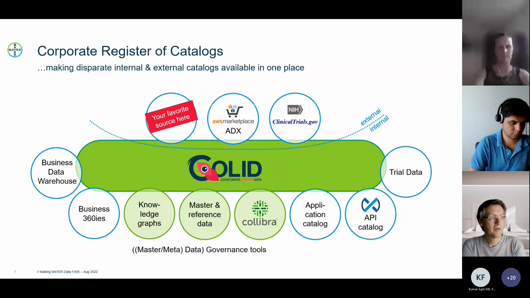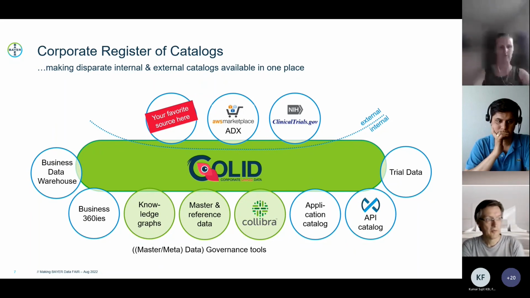On the other end, we have external data that are of interest to Bayer people. Like in the Amazon marketplace, or Data Exchange, as they call it, there are a couple hundred studies and data sets for life science. And we link that as well so that we can show these data to internal people so that they don't have to go and look for that themselves.